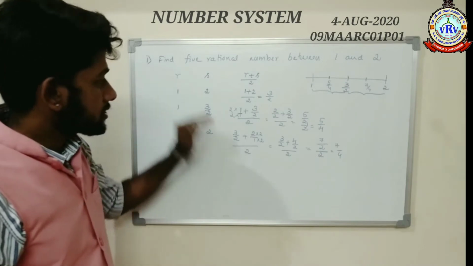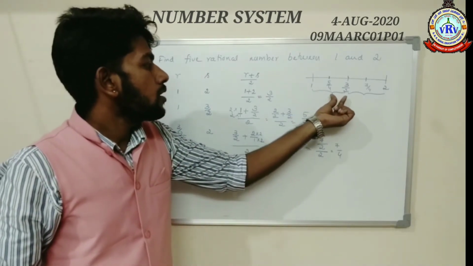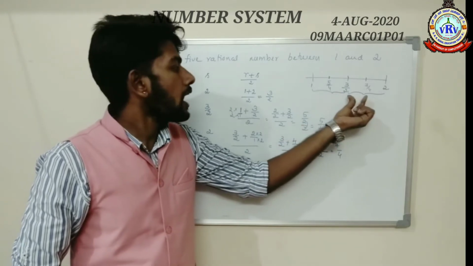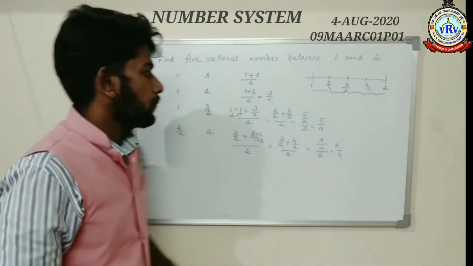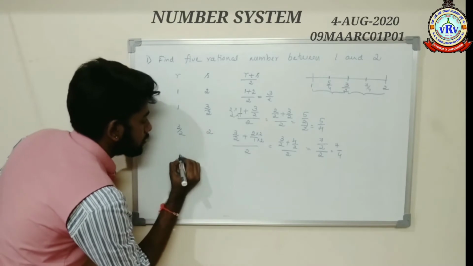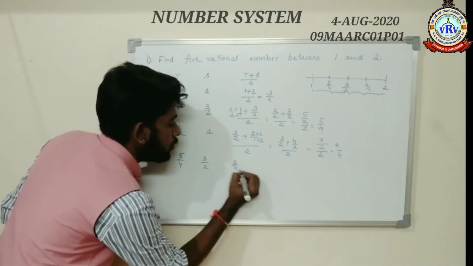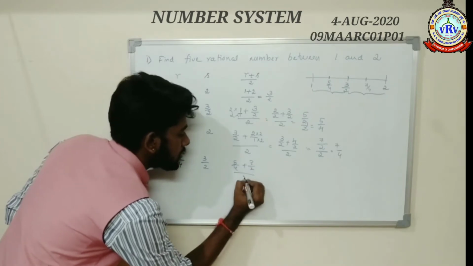I will follow the same procedure for getting a number between 5 by 4 and 3 by 2, and between 3 by 2 and 7 by 4, where R is equal to 5 by 4 and S is equal to 3 by 2. (5 by 4 plus 3 by 2) whole divided by 2.